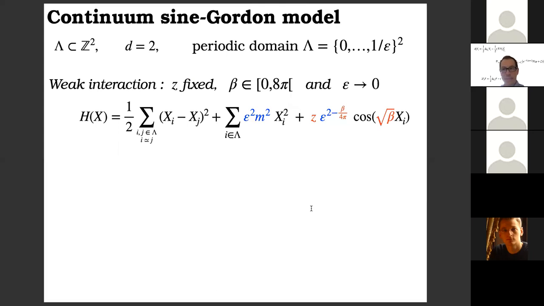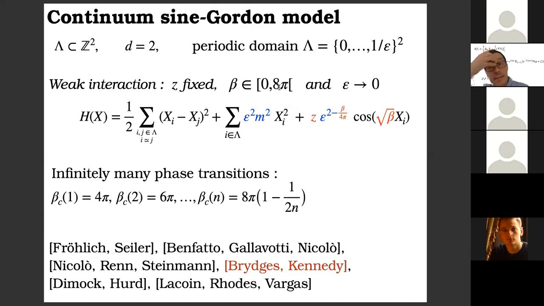What we are interested in now is to make a perturbation of this Gaussian measure, which is actually much weaker than the perturbation of the sine-Gordon model gamma I introduced earlier. The perturbation is modulated by the scale epsilon, or 1 over epsilon, of the domain, and the power is epsilon square minus beta divided by 4 pi, and it's cosine of square root of beta. There is also an extra parameter in front of this new potential, which is z, and one has to look at beta in this range of parameters.